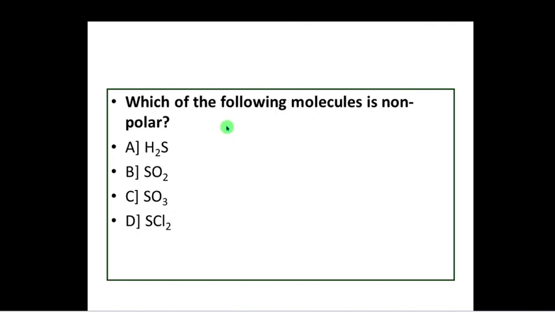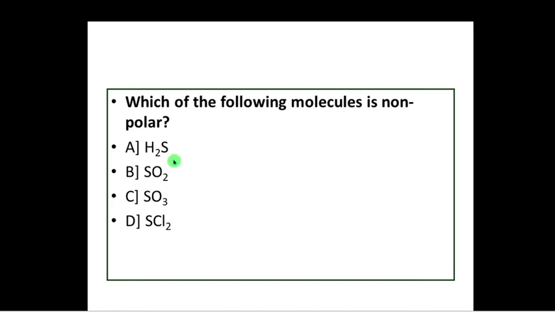Next question. Which of the following molecules is non-polar among these options? As usual, this is also one of our geometry-based questions. In any competitive examination, these simple questions can cause more confusion, so try to keep your ideas easy: we are focusing on the geometry as well as the electronegativity.